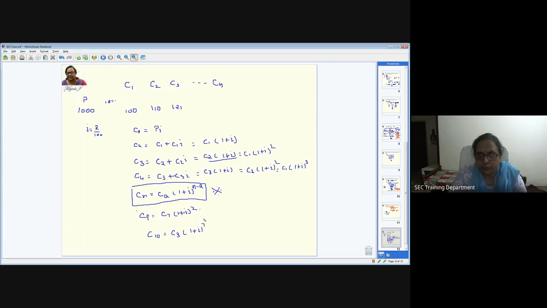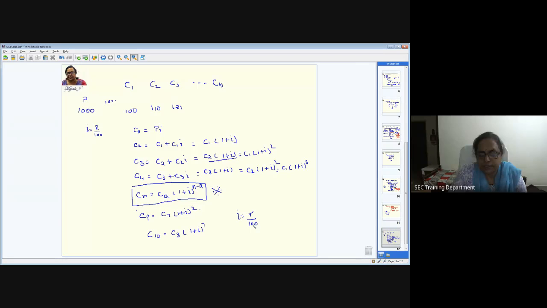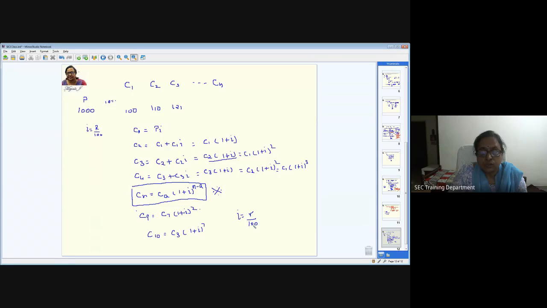Though I have not brought any problem based on this, maybe in the next class we will. Again, I'll bring some more problems, and at that time we'll apply this and show you. This is basically for compound interest, so for any year's compound interest, and also remember I is nothing but R by 100. So don't make a mistake. You have to replace I is equal to R by 100. I think this is sufficient now. So with this, I'm completing simple interest and compound interest.